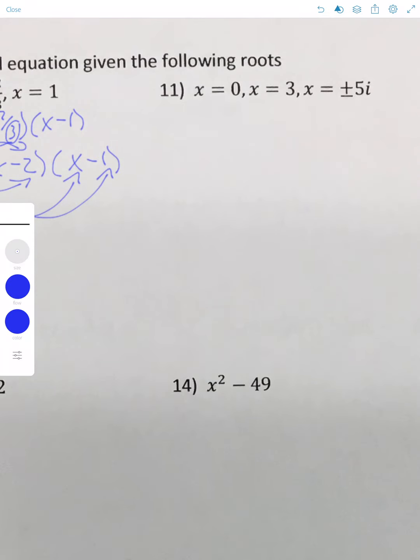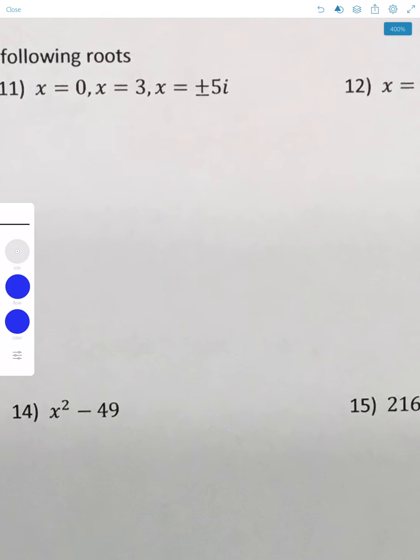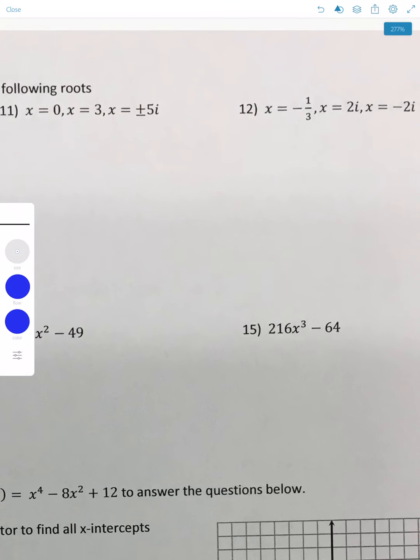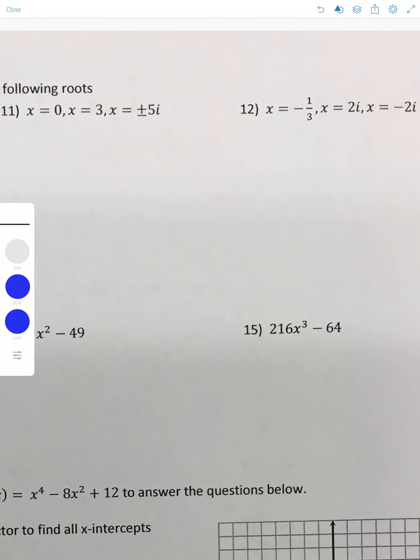Now, taking a look at numbers 11 and 12, I wanted to take a look at the same thing, but just not spend a bunch of time going over it. So, for example, if I have a root of x equals 0, that means I have a factor of 0 just out in front. And then if I have x equals 3, this is x minus 3. And then notice how I have plus or minus 5. So I'm going to have x minus 5i and then x plus 5i.